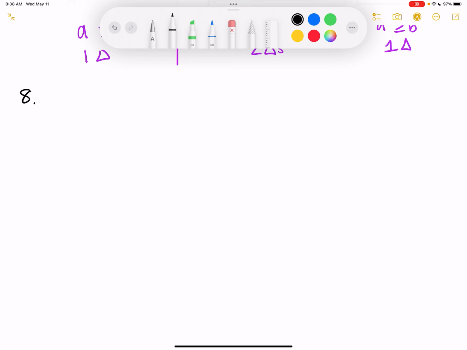Number 8. Solve the triangle. B is 16 degrees. C is 103 degrees. Little c is 12.